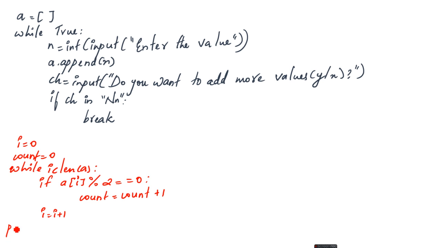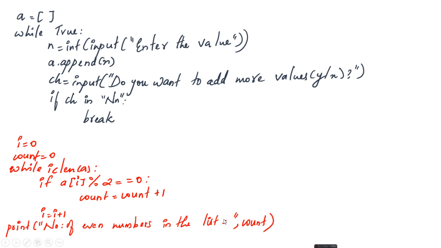Now outside the loop, we have to write print, number of even numbers in the list equal to, then we have to put a comma and we have to write count. This is the answer.